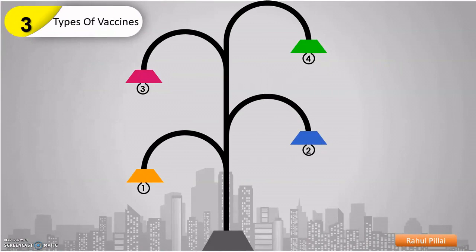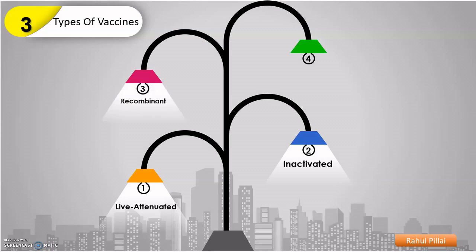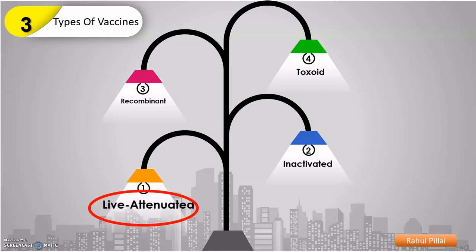Vaccines are in general classified into four categories: the live attenuated vaccine, inactivated vaccine, vaccine containing a subunit or polysaccharide component of the organism or recombinant vaccine, and toxoid vaccine. Among these, the smallpox vaccine belongs to the live attenuated category.